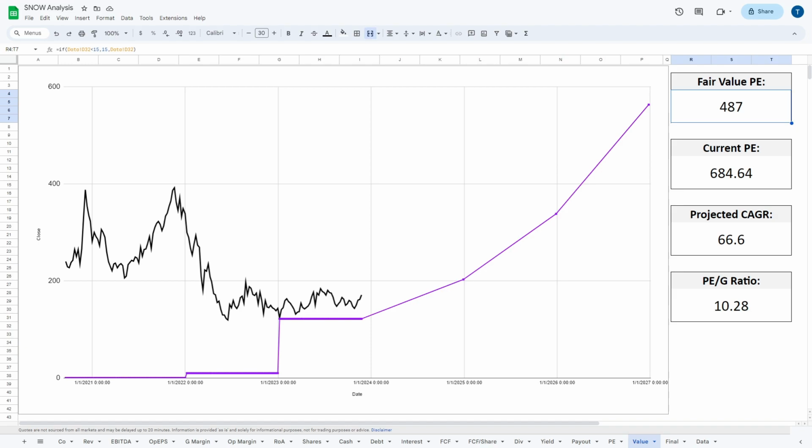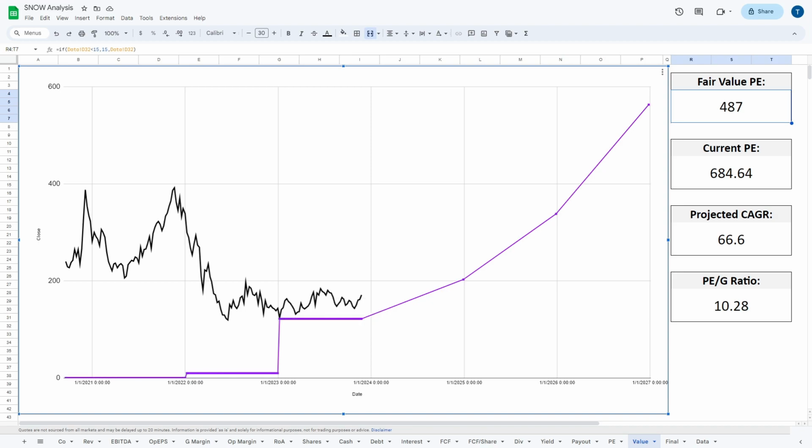Moving over to the value chart, which is admittedly a bit more helpful in this situation, we can see that the current fair value PE for Snow is 487, and that's based off of its growth rate since it became a profitable company on a non-GAAP basis. The stock currently trades at about $170 per share versus its fair value of $122 per share based on that fair value PE of 487.